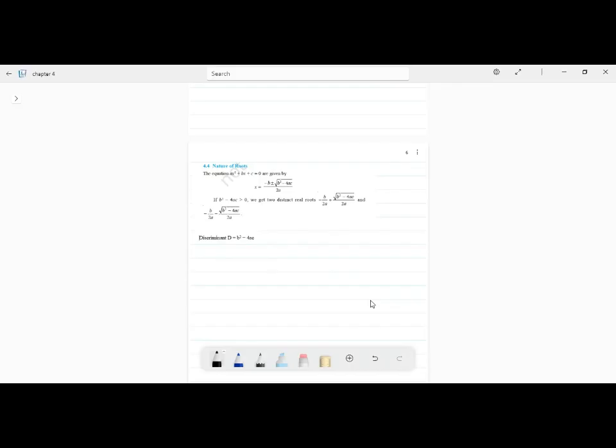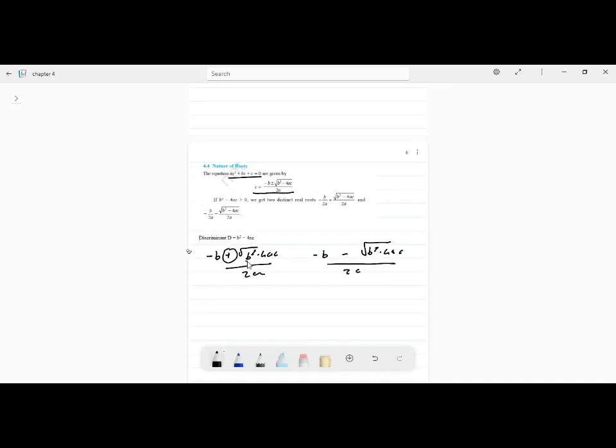Now, what is the quadratic formula? If the quadratic equation is ax square plus bx plus c is equal to 0, then the roots are x equal to minus b plus or minus square root of b square minus 4ac, upon 2a. So there are two roots. One is minus b plus square root of b square minus 4ac upon 2a, or minus b minus square root of b square minus 4ac upon 2a. Over here the difference is only the sign.